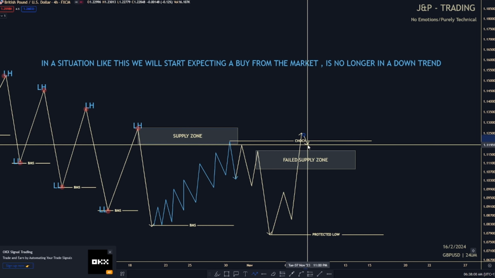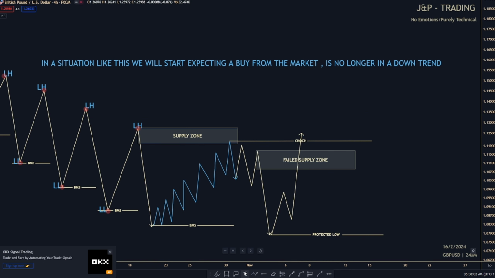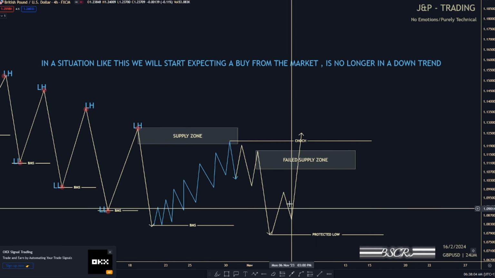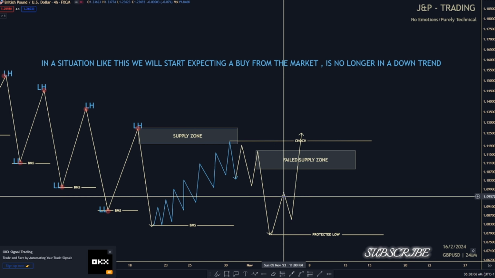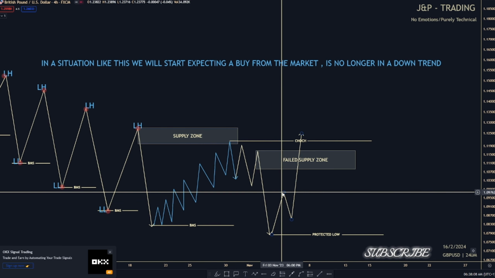You are no longer expecting the market to take out that lower low. Now this time around, you expect that the market should stay above that lower high.